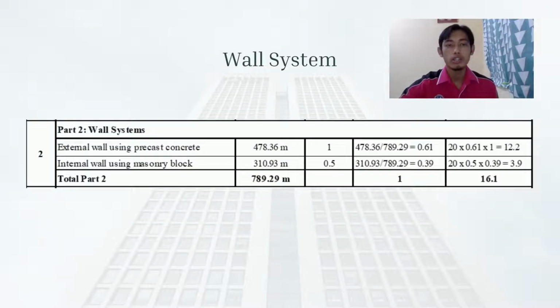The next element that needs to be considered in the IBS score is the wall system. This is the external wall using precast concrete and the internal wall using masonry block. The total wall in construction is 789.29 meters. Based on the calculation, we get the IBS score is 16.1.